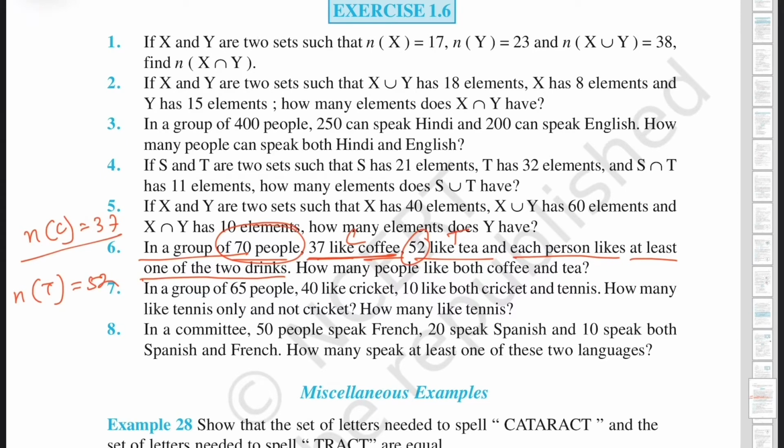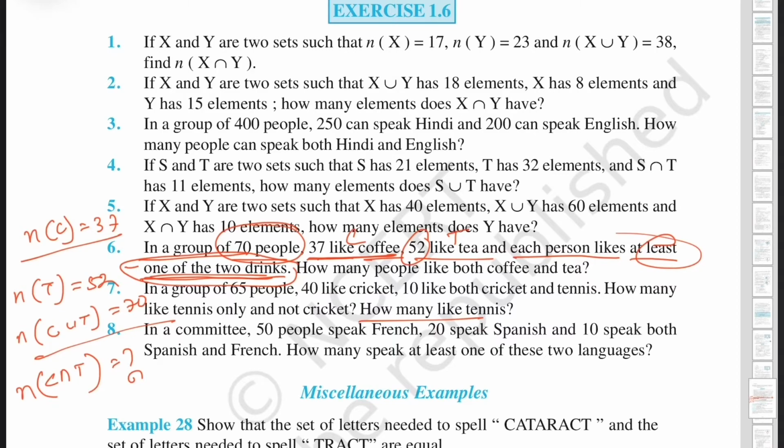So here you see, in this group of 70 people, each of them likes at least one of the two drinks. So there is no person who doesn't like both coffee and tea. So it must be considered that the number of elements in C union T must be 70. We need to find how many people like both. That means we need to find the number of elements in the intersection, C intersection T.